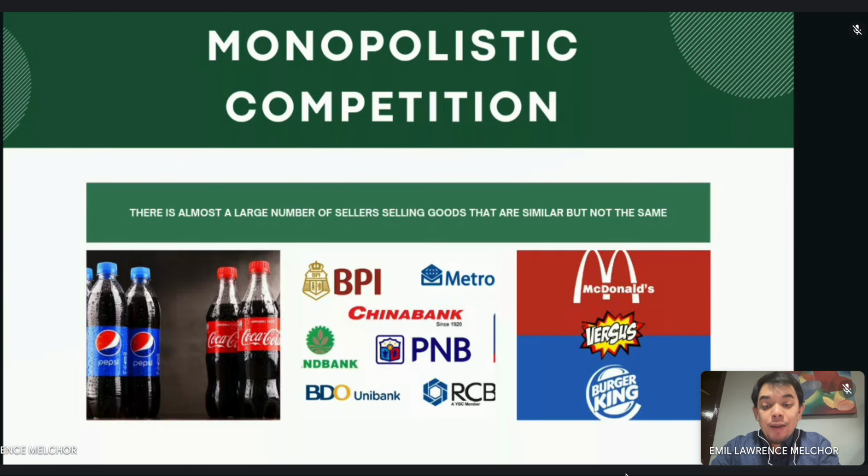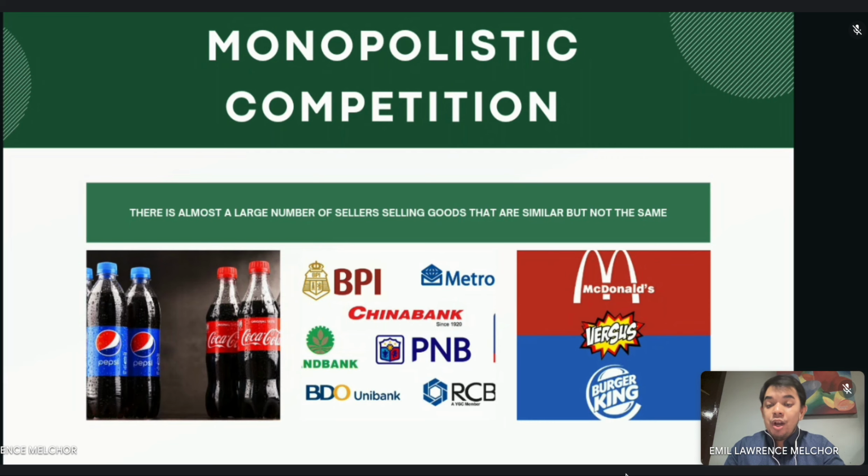Now we go to monopolistic competition. It says that there is almost a large number of sellers selling goods that are similar but not the same. So in the picture given below, Coca-Cola and Pepsi offer similar products, but they're not exactly the same. They have different brands. Another examples are banks, no? Metro Bank, BPI, China Bank, which offer bank services similarly, but are still not exactly the same.